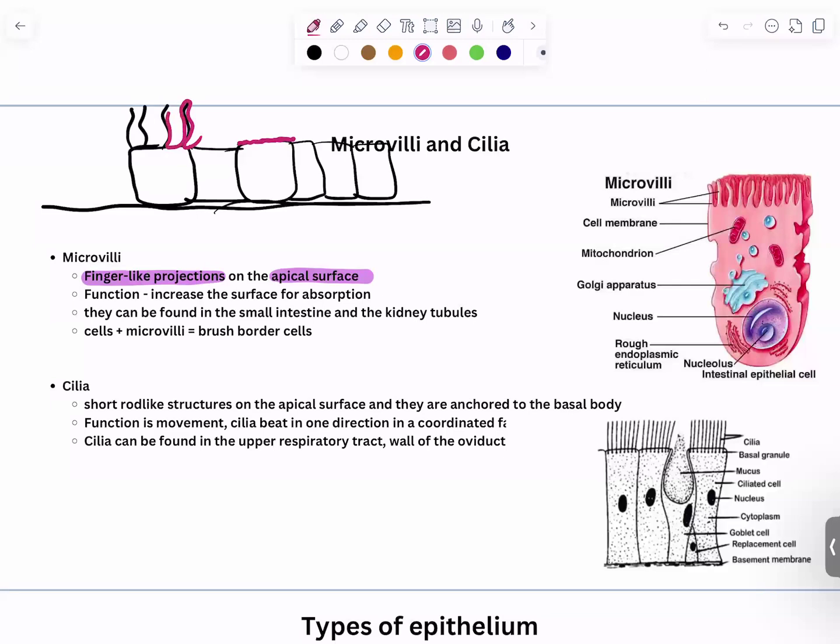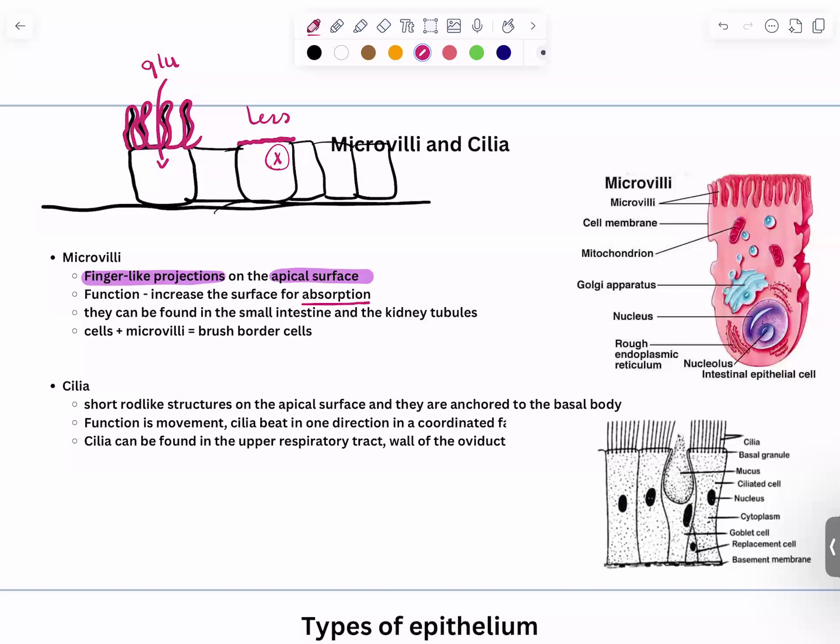So what is the function of the microvilli? The function of the microvilli is to increase the surface area. When you increase the surface area, you will increase the absorption. You will increase the reabsorption process. There's a higher chance to get that glucose into the cell, but it's lower for this one. Why? Because it has less surface to contact with the outside.